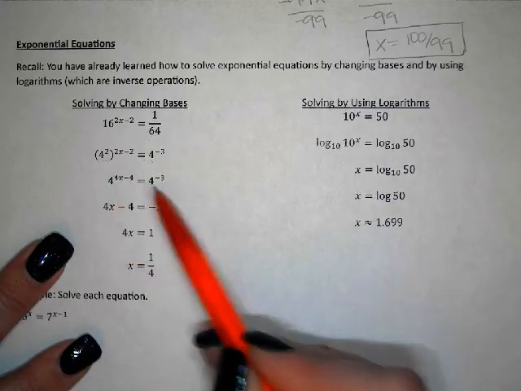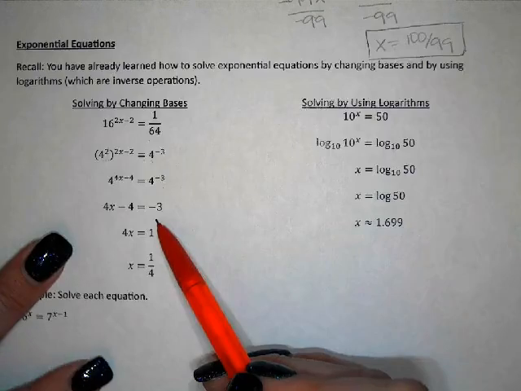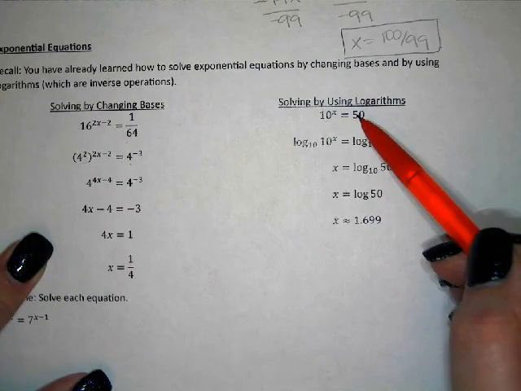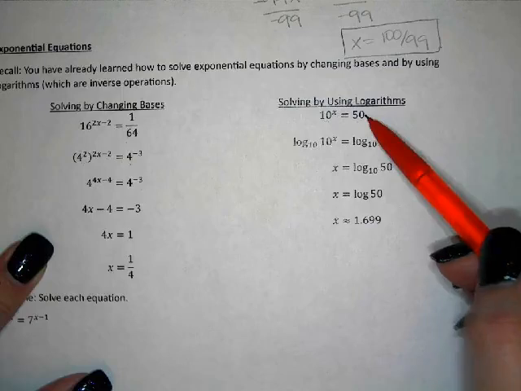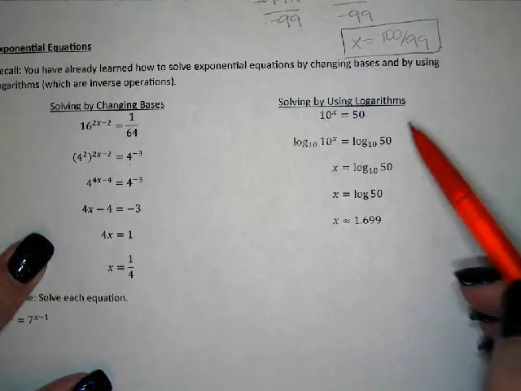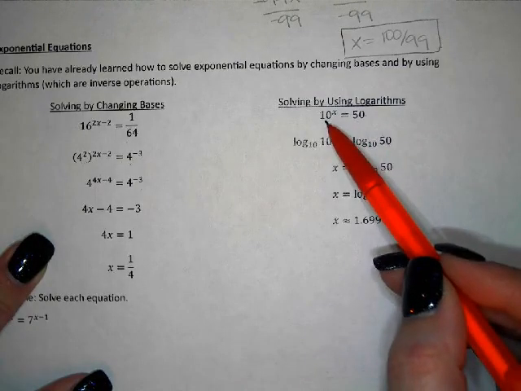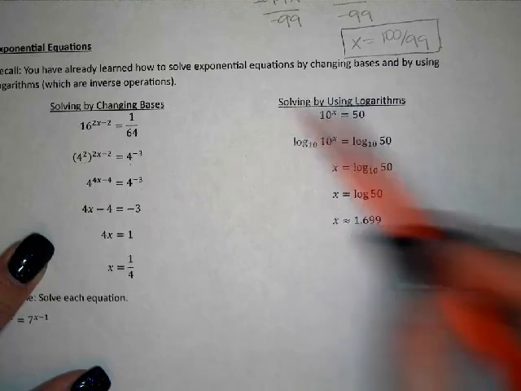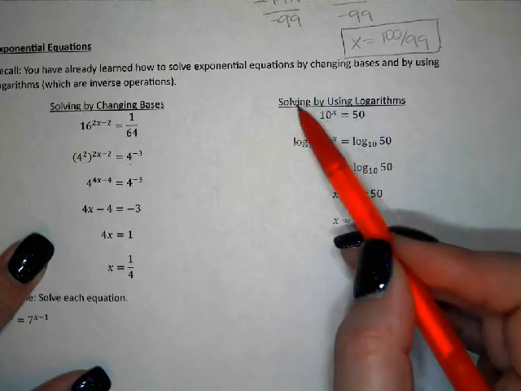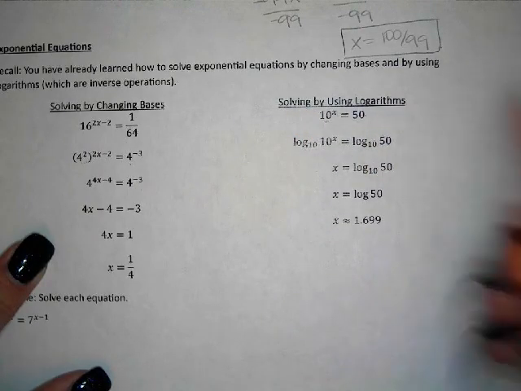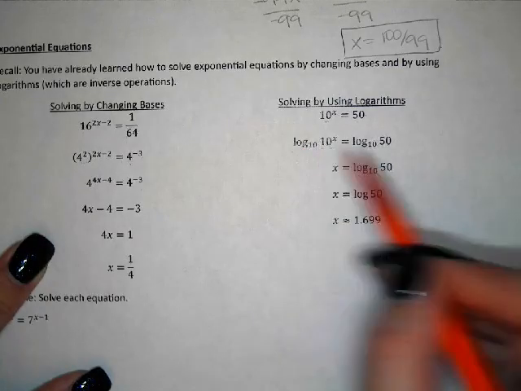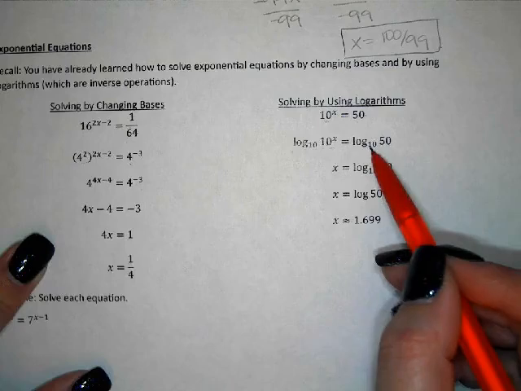Over here, if you have something where you can't rewrite the bases, a base of 10 and a base of 50, we can't rewrite those as something else. In this case, we would just get rid of the base of the exponent by using an inverse operation. So solving by using logarithms is the same thing as solving by using inverse operations. And so we would undo the base of 10 by doing the inverse operation, and then whatever we do to the left side, we have to do to the right side. And then we can get our answer that way.